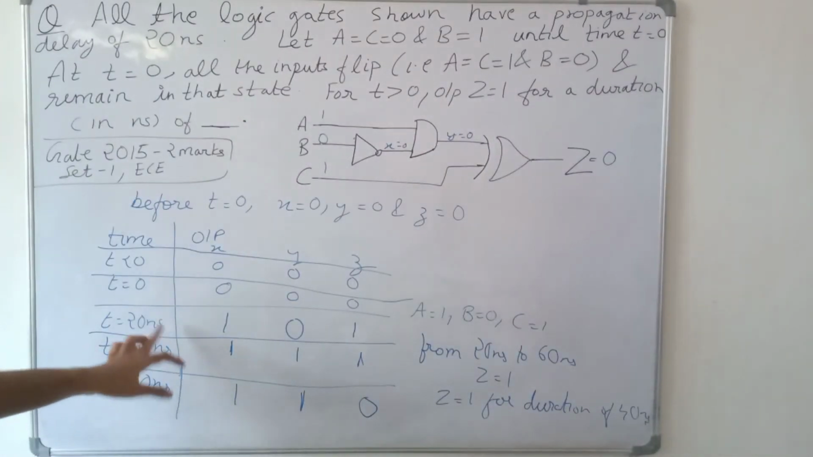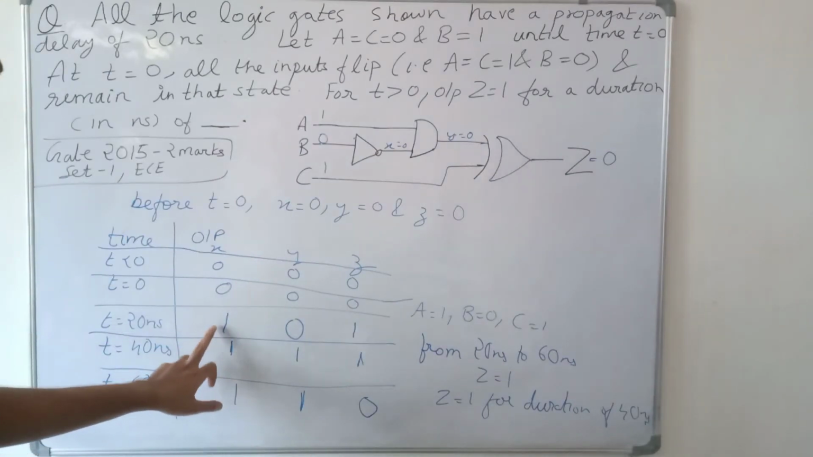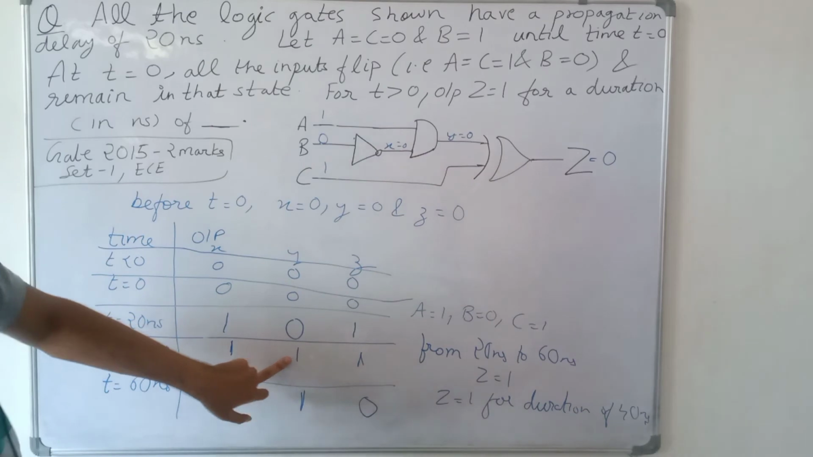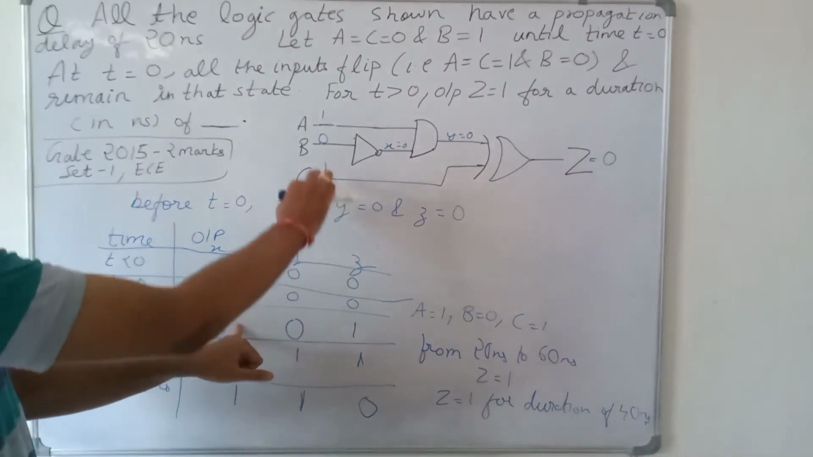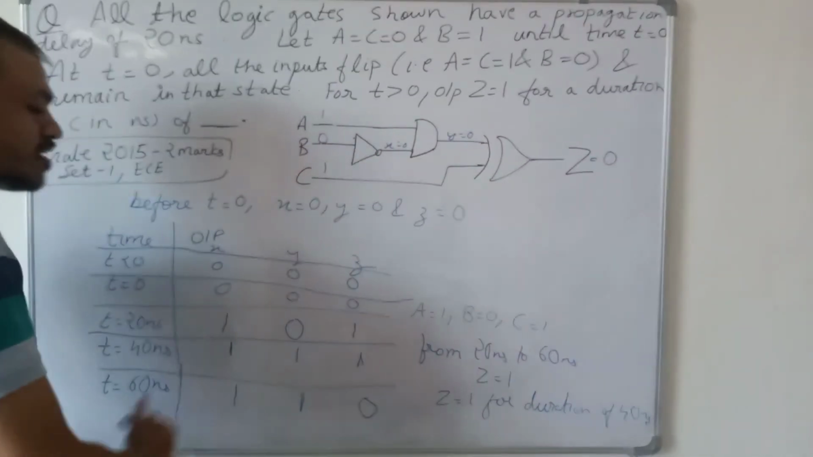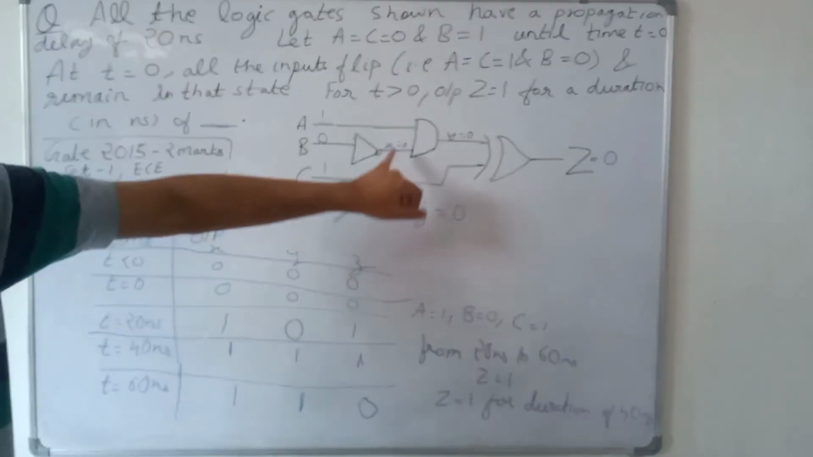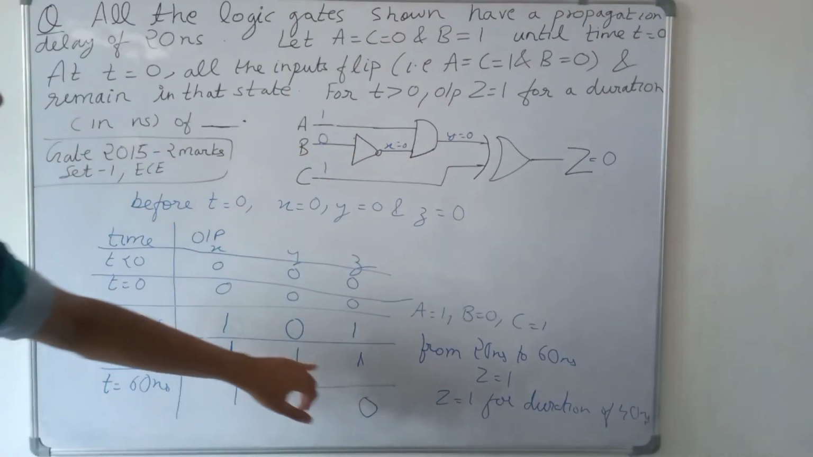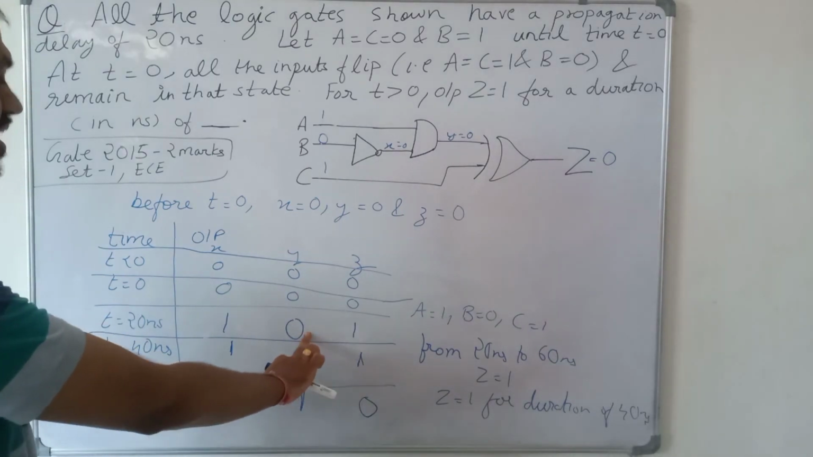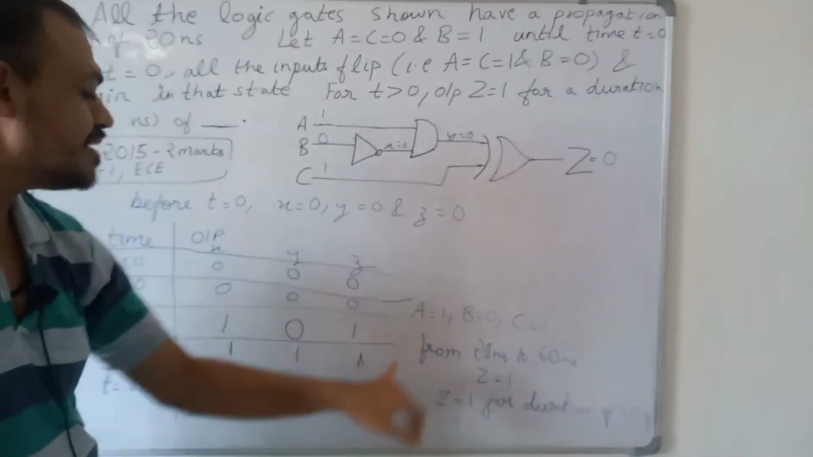Now at t equal to 20 nanoseconds, x was 1 and a was also 1. So y will change to 1, because at t equal to 20 nanoseconds, x was 1 and a was also 1. So at 40 nanoseconds, y will change to 1. x will not change because b has not changed. Again at t equal to 20 nanoseconds, y was 0 and c was 1. So at t equal to 40 nanoseconds, z will be equal to 1.